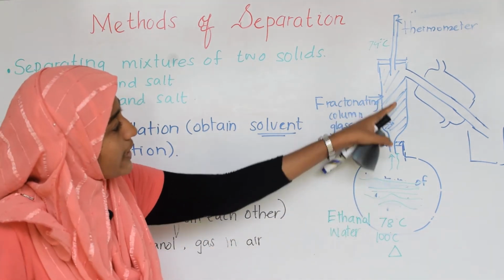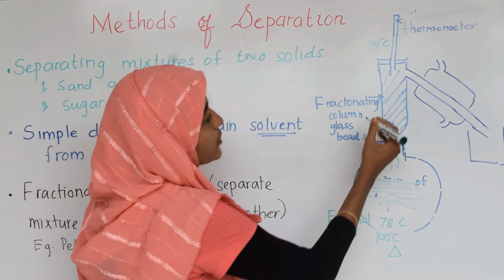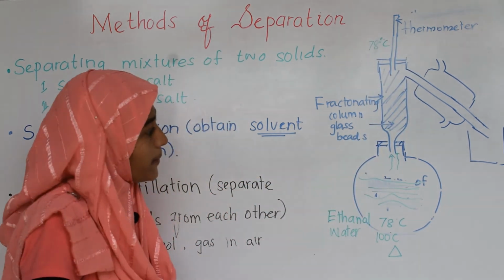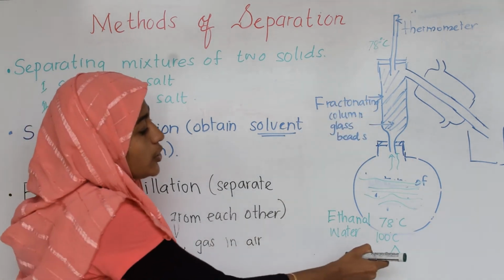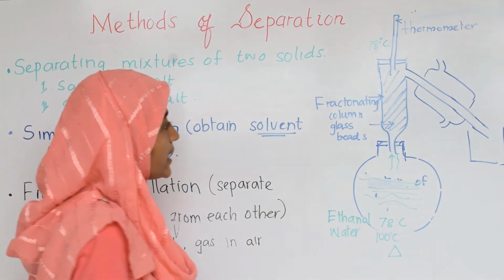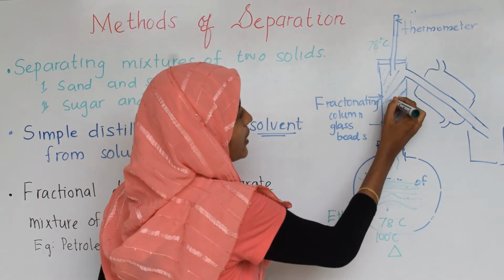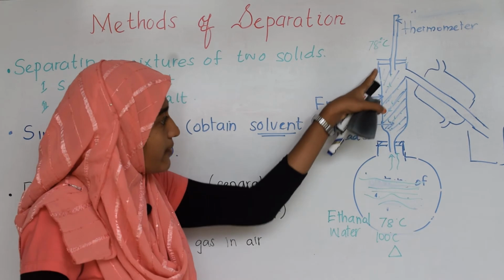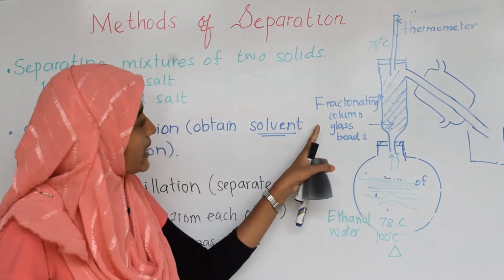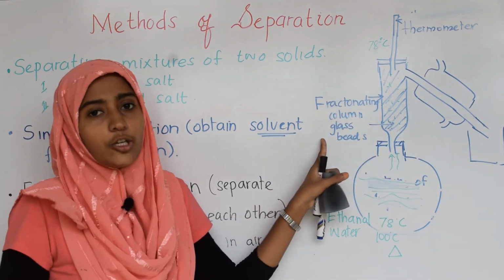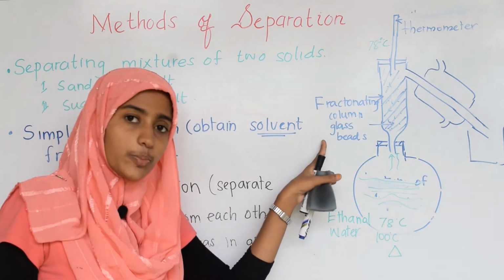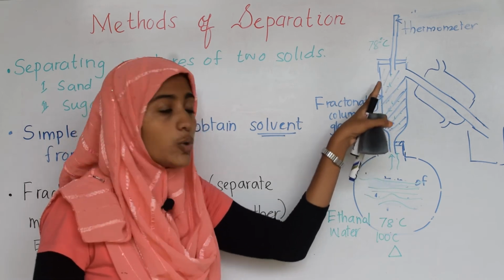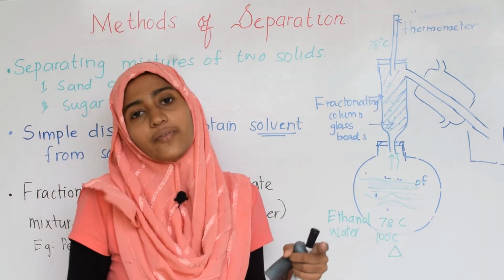So now the vapor that comes here, what happens to this? During 78 degrees Celsius, during its boiling point, you keep on heating over here, then the ethanol vapor and water vapor will be collected here. So what we have here is a fractionating column. So here we have glass beads. What is the purpose of having glass beads? Now these water and ethanol vapor go here, they touch the surface of the glass beads.